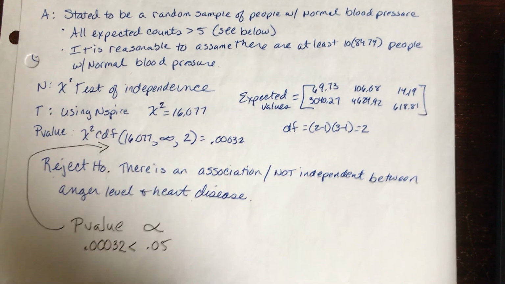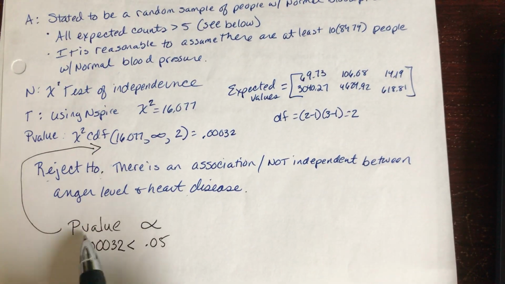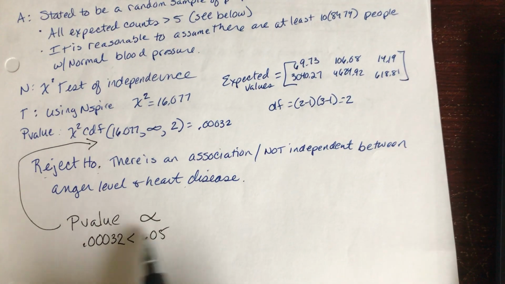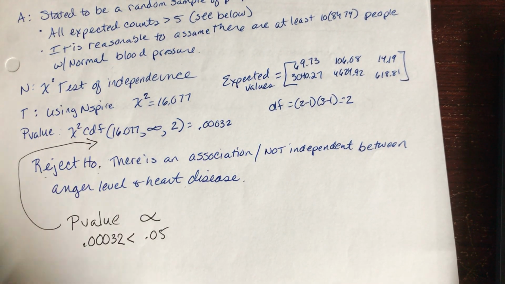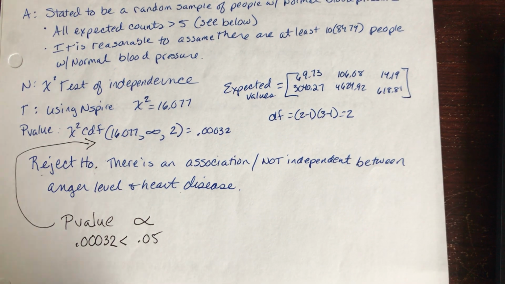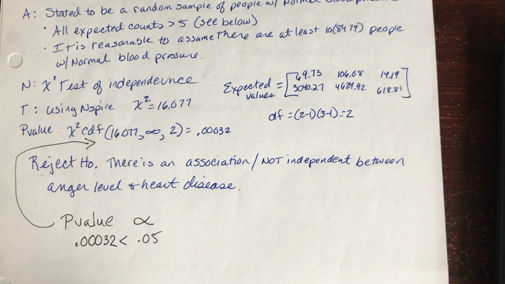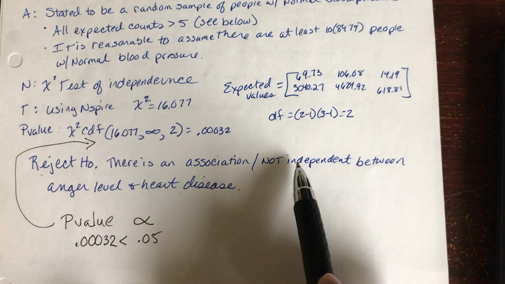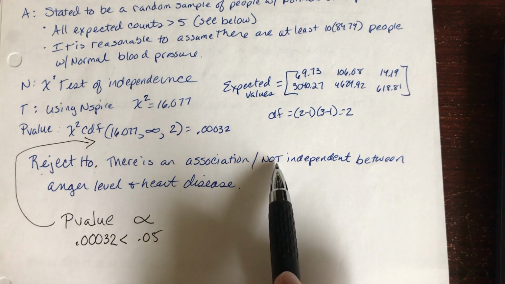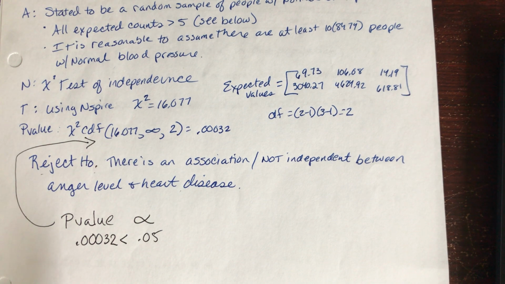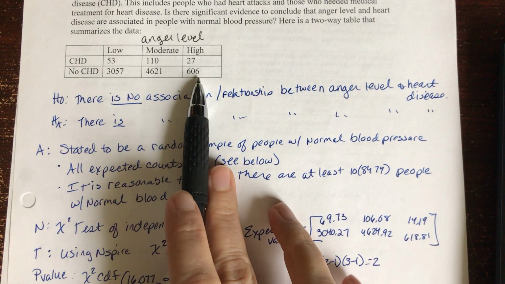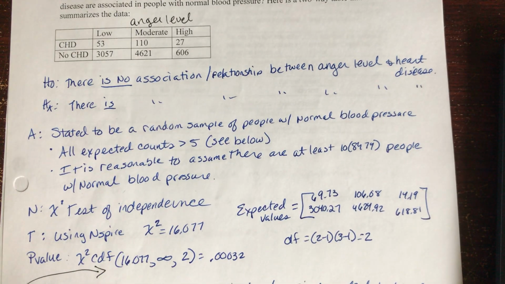That doesn't matter. My p-value here is less than my alpha, which means I need to reject my null hypothesis, which means there is an association, okay, or they're not independent, or that it's dependent between anger level and heart disease. Anger level and heart disease, according to this problem, are related to each other.